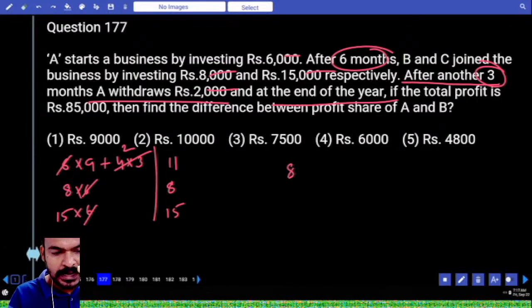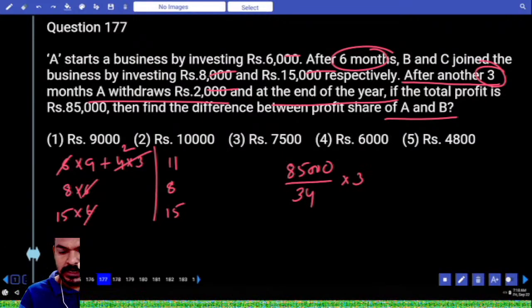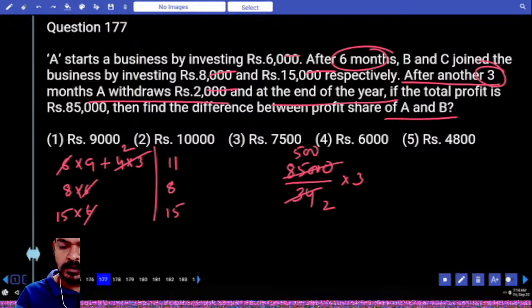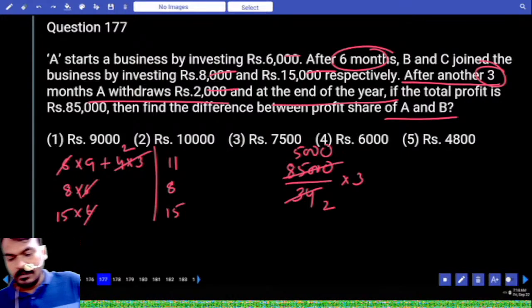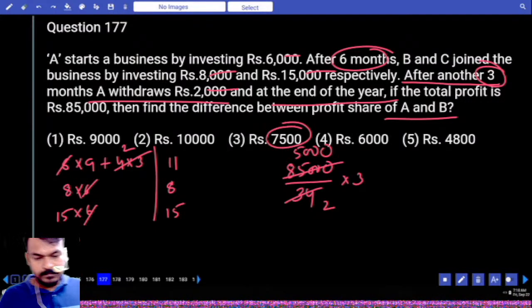34 parts. 85,000 is distributed for how many parts? 34 parts. But we require the difference between A and B shares. How many parts difference? 3 parts. 34 means 17, 2 times 17, 5 times. 5,000 into 3, 15,000 divided by 2, 7,500.